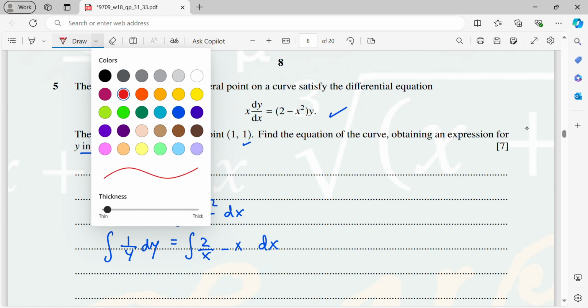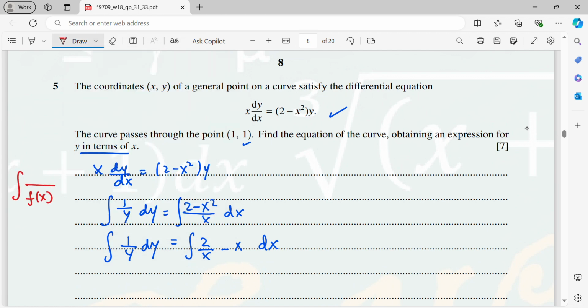Now, when you solve integration, especially when the degree of the x of the function in the denominator is 1, then I will be using the ln. So now the numerator is f prime x, then here is going to be ln f x plus c. So when you integrate, this is going to be ln y. Right hand side, you can factorize the 2, then this is going to be 1 over x. So when you integrate 1 over x, that is ln x. Then the next term is x squared over 2 plus c.